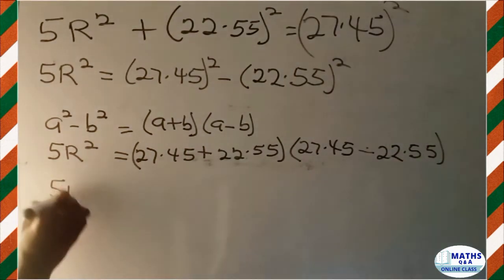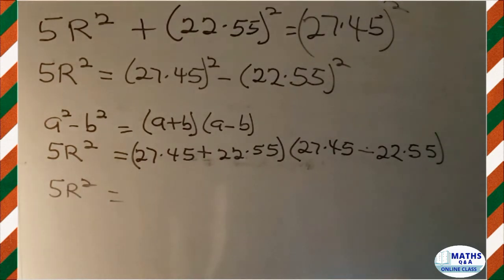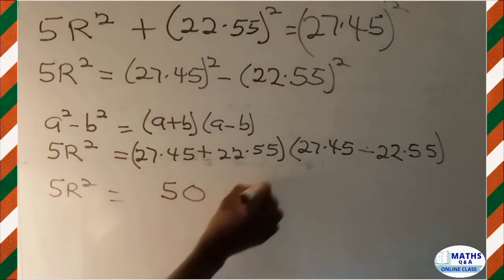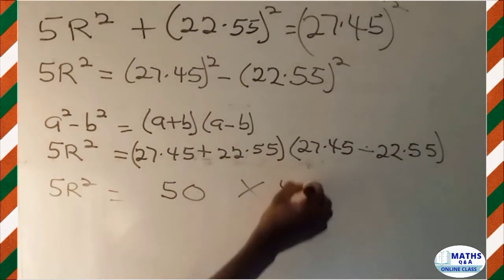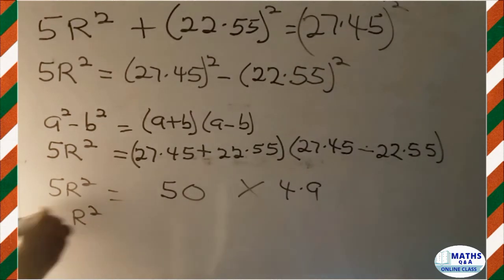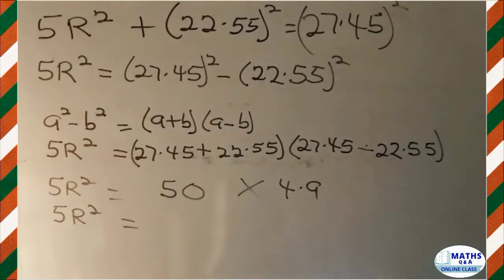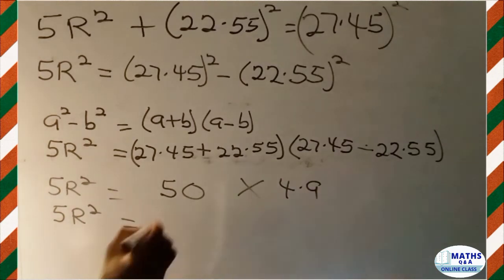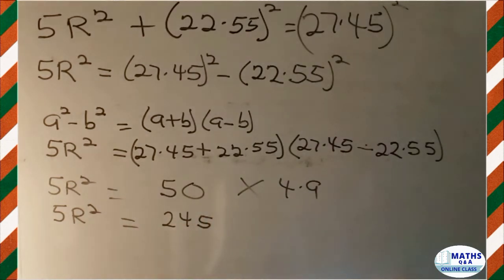Now 5R squared is equal to 27.45 plus 22.55 gives us what? It provides 50, multiplying 27.45 minus 22.55 gives us what? 4.9. So we have 5R squared here equal to 50 multiplying 4.9 gives us what? 245, right? Now we want R squared.